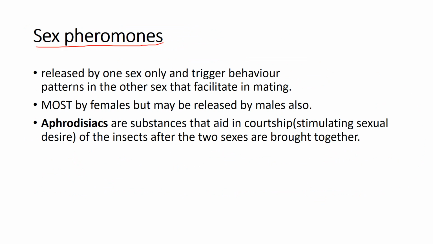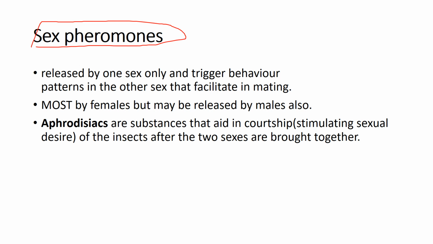Sex pheromones are basically released by only one sex. For example, in the case of cotton mothballs, only one sex is involved, so either the male or the female will produce the pheromones. These pheromones attract the opposite sex, obviously, and with the help of this attraction we can achieve integrated pest management through the following methods.